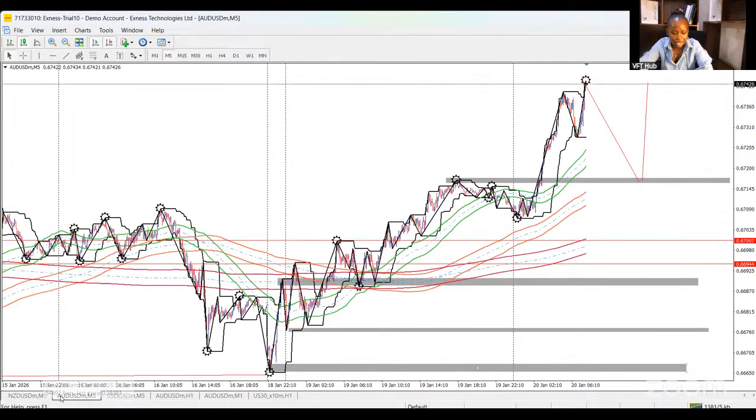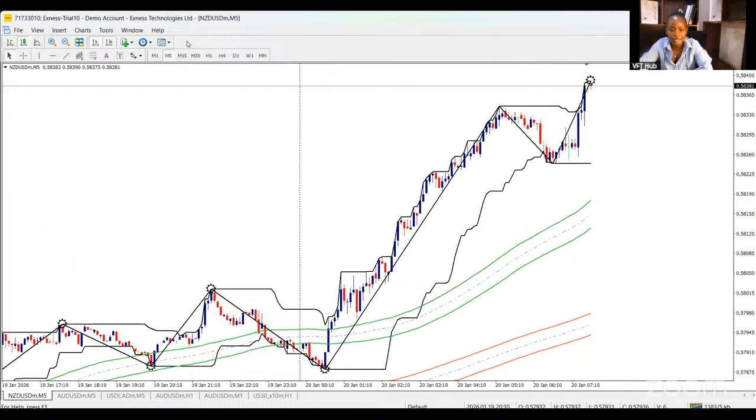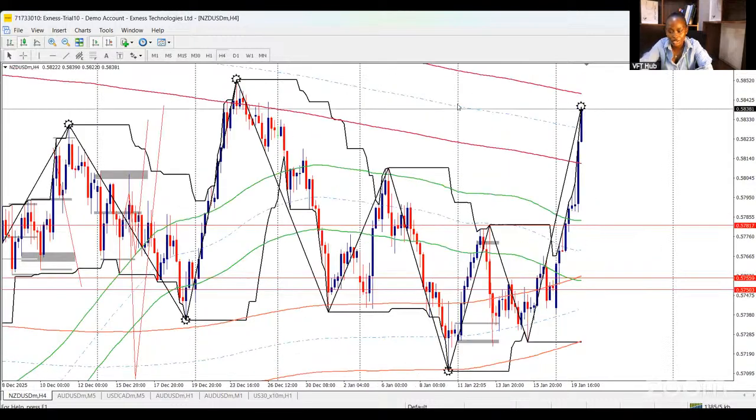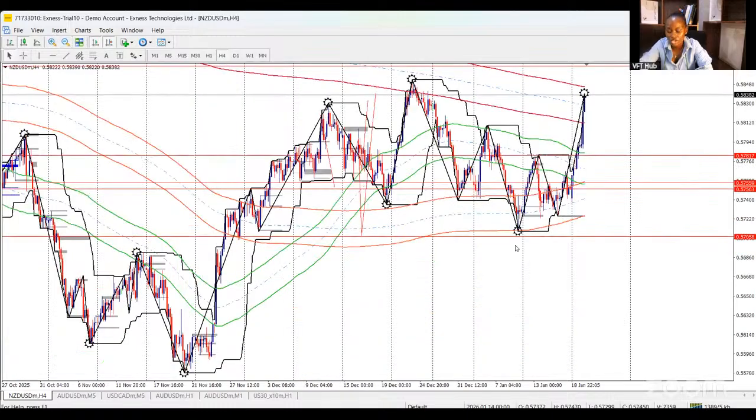We looked at AUD USD, looked at USD CAD. Finally, let's take a look at NZD USD before we move into indices. If you have any questions, please do well to leave them in the chat box as I talk about NZD USD.